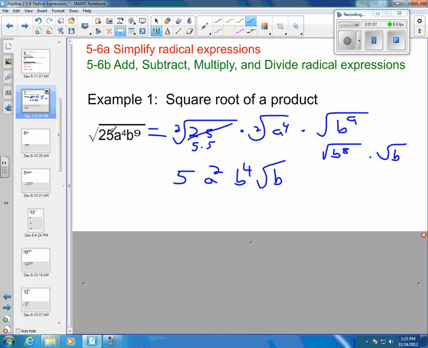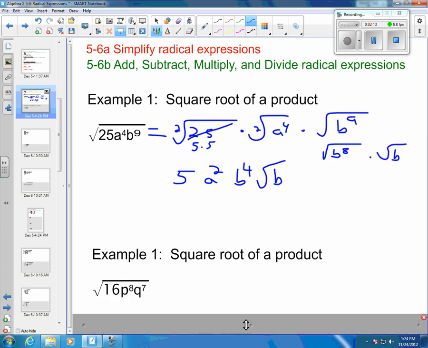So the square root of 25 is 5. Square root of a to the 4th is a squared. And the square root of b to the 9th, well, there's 4 groups of 2 in there with 1 left over. So it's b to the 4th square roots of b. Let's go and show you one more example of this.